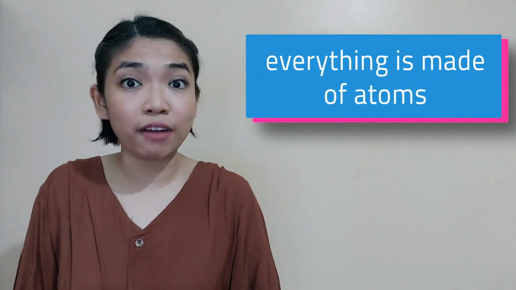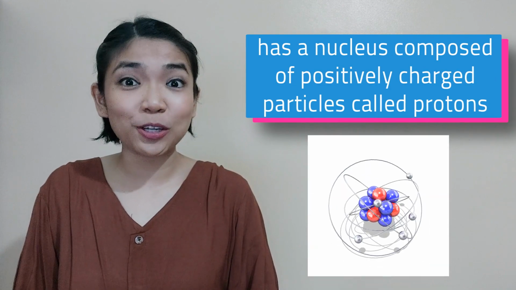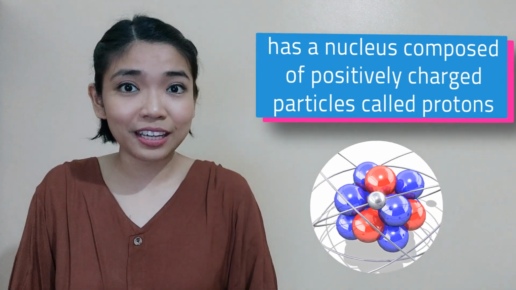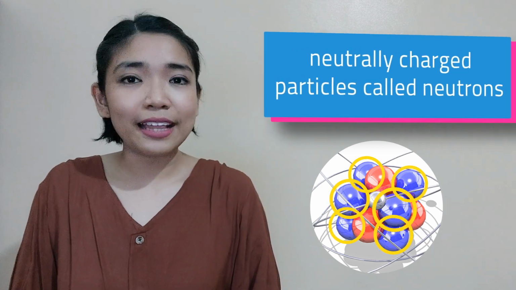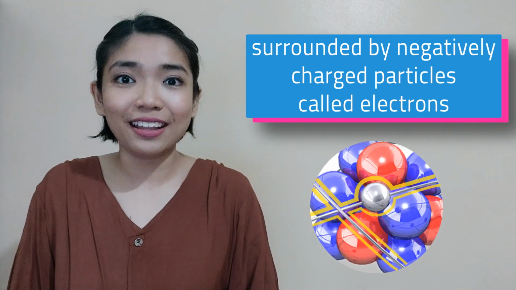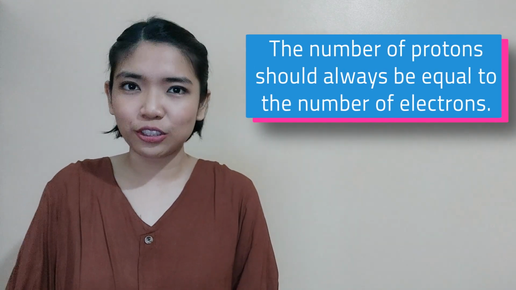I mentioned earlier that everything is made of atoms. An atom has a nucleus composed of positively charged particles called protons, neutrally charged particles called neutrons, and they are surrounded by negatively charged particles called electrons. The number of protons should always be equal to the number of electrons because atoms need to be in balance.